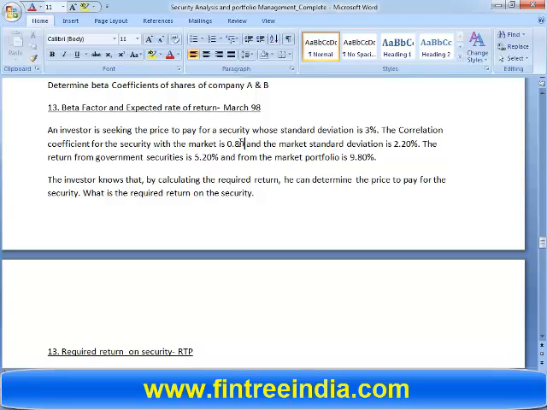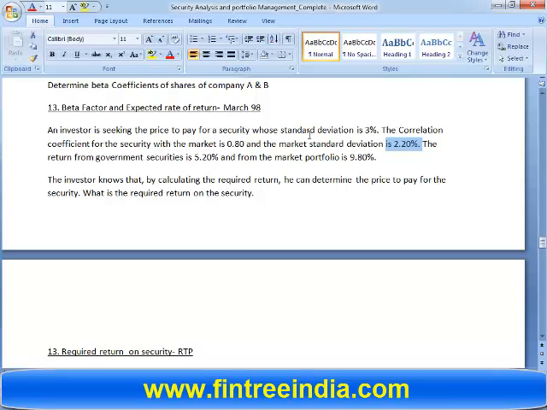So do 0.8 into 3 divided by 2.2. 0.8 into 3 divided by 2.2. 1.0909. So it's coming out to be about 1, is it? Okay, whatever is the beta. Fair enough. So that's your beta value.